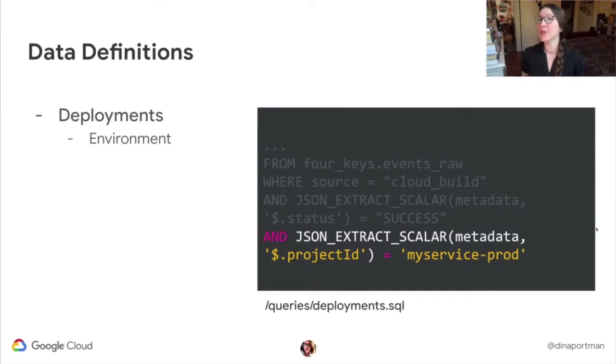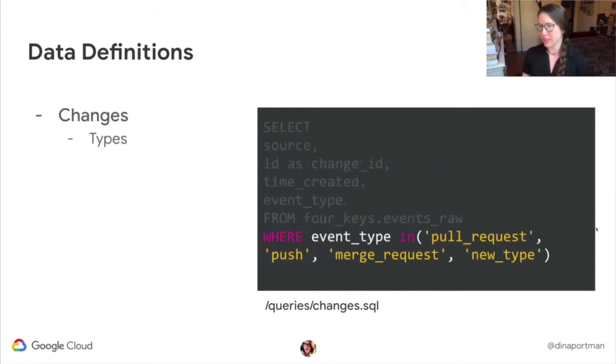Okay, so next we have environment. It's very common to use different projects for your prod and your staging environment. And obviously, if we're only talking about successful deployments to production, then we only want to include the deployments to production. So in this example, I'm pulling out the project ID and ensuring that it is my prod project.